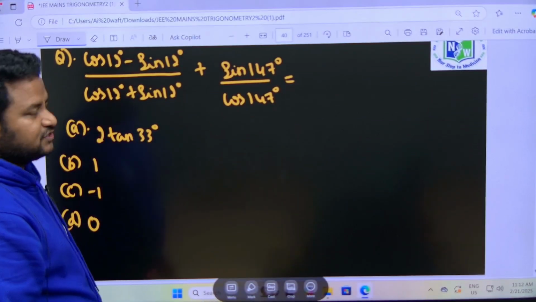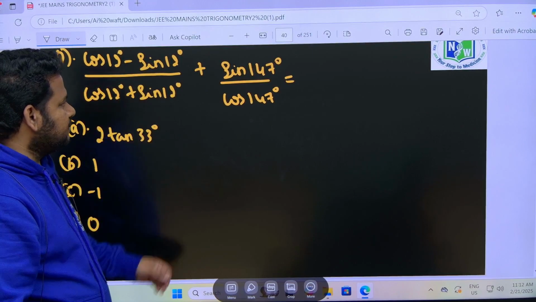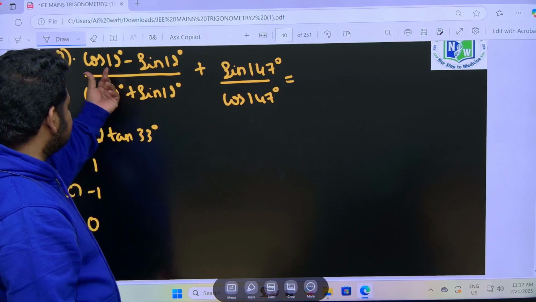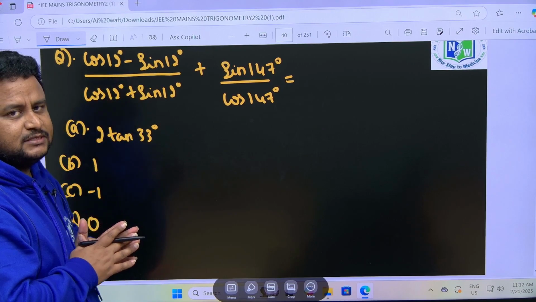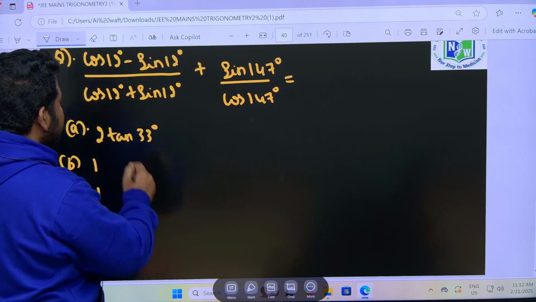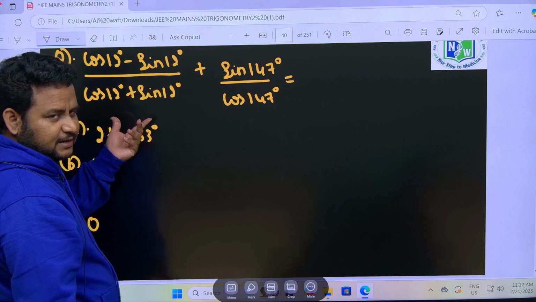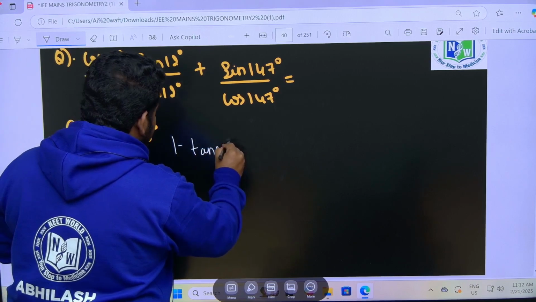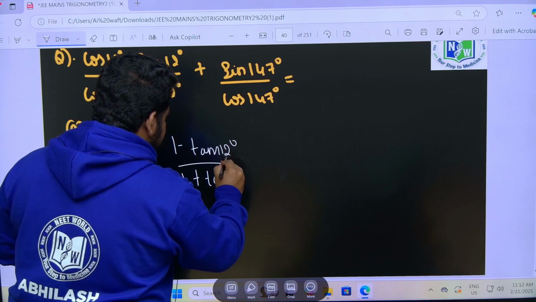Now have a look at this question, friends. Cos 12 minus sin 12 degree by cos 12 degree plus sin 12 degree plus sin 147 by cos 147. Whenever you see cos and sin together, the first thing that should strike your mind is you should divide both numerator and denominator by cos. When I divide numerator and denominator by cos, I'll get 1 minus tan 12 degree by 1 plus tan 12 degree.